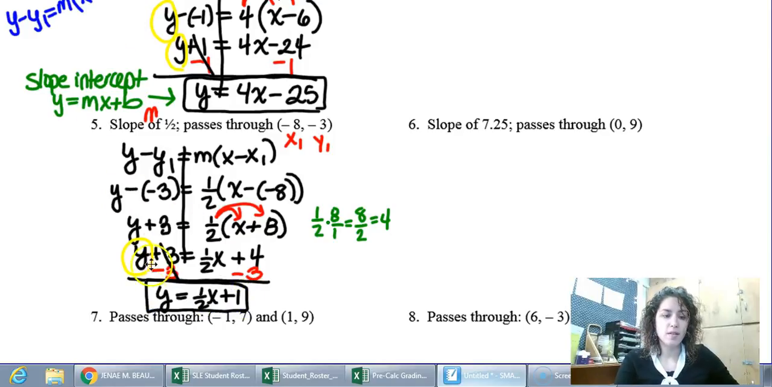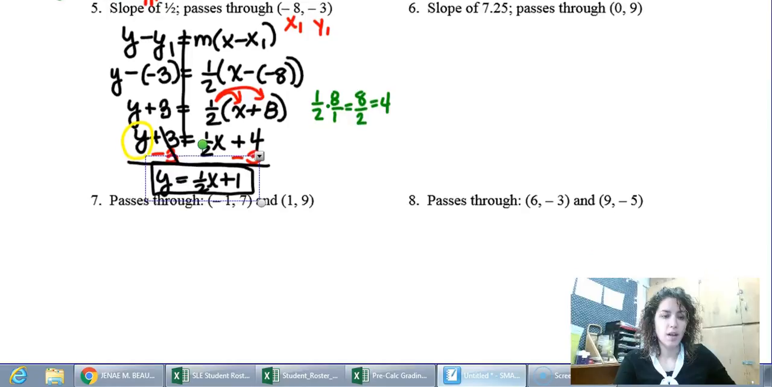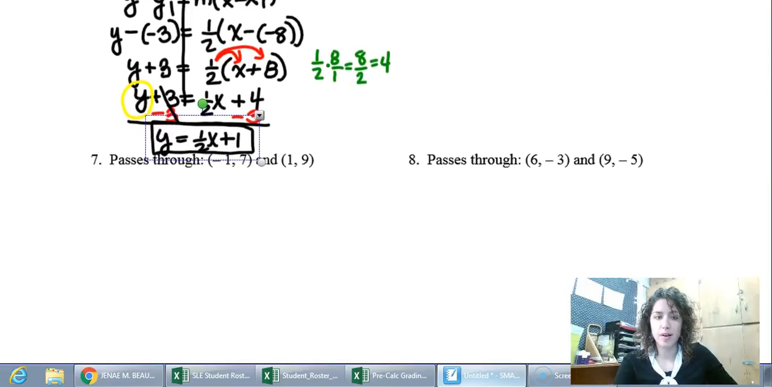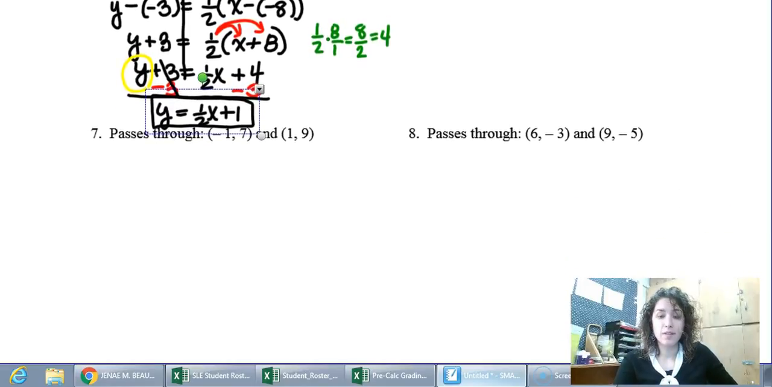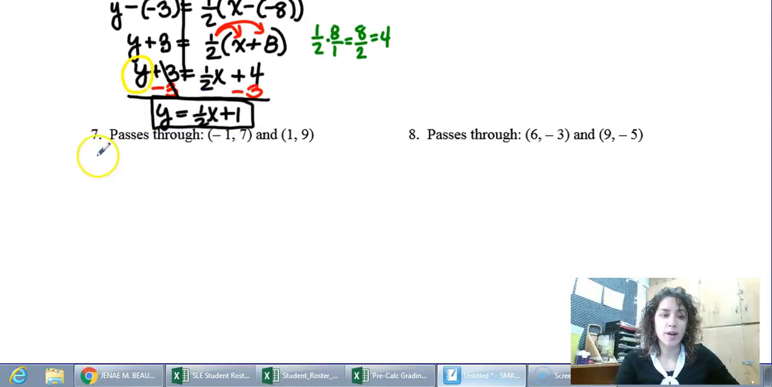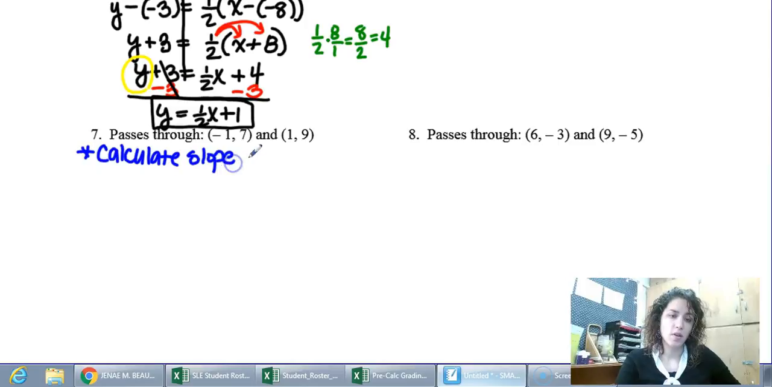Now in number 7, take a look at what's different about this. Here, I'm just given 2 ordered pairs. So definitely not going to be using slope-intercept form. When I have 2 ordered pairs, I need to calculate slope first.